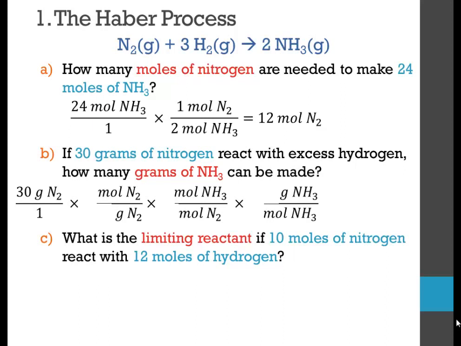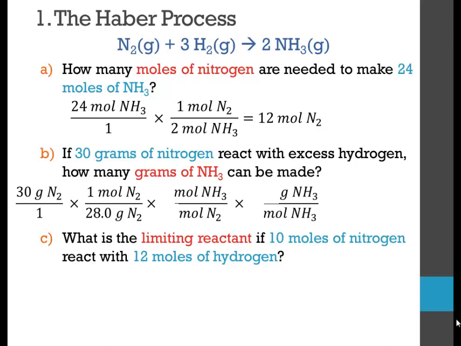So the first conversion factor is for moles and grams of nitrogen. Anytime you see moles with grams, that is going to be the molar mass. The molar mass of nitrogen is 28 grams per mole. A single nitrogen atom weighs 14 grams per mole. So since this is N2, because it's diatomic, we double that 14 to get 28.